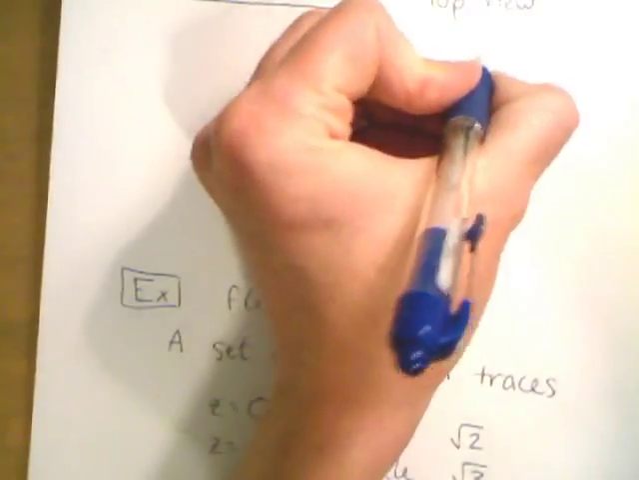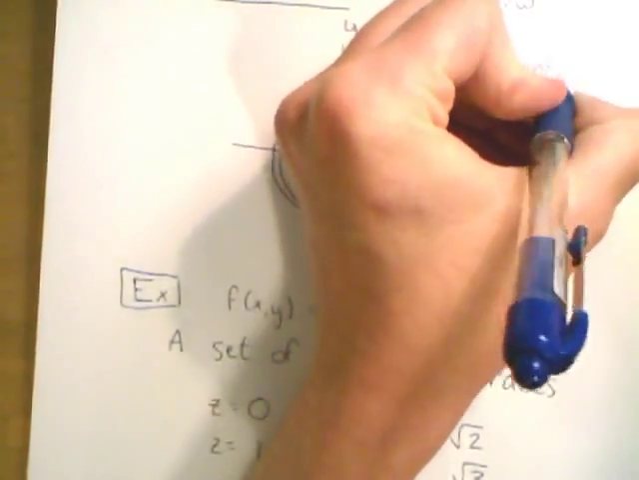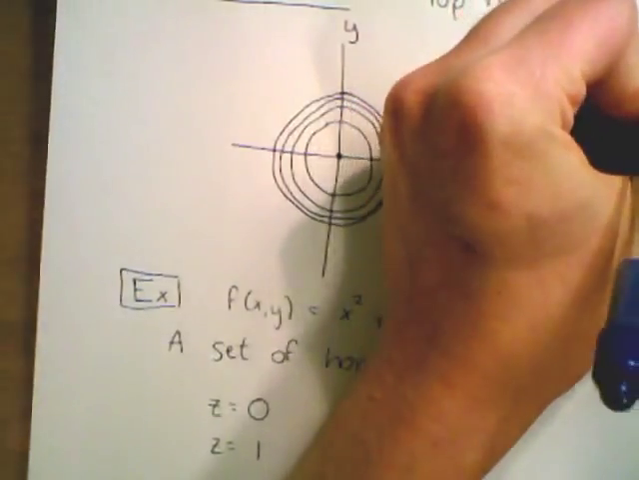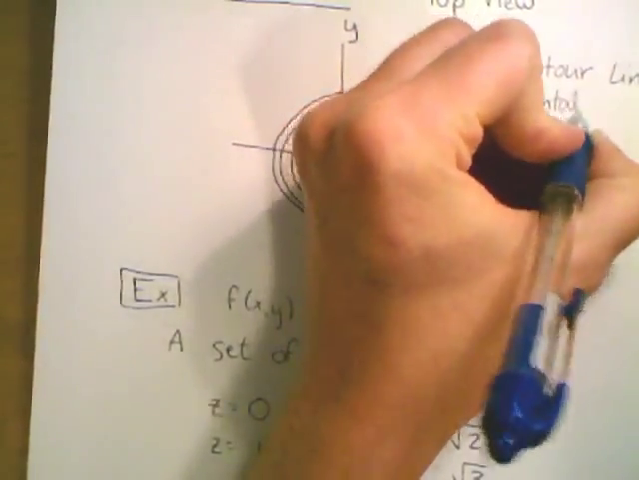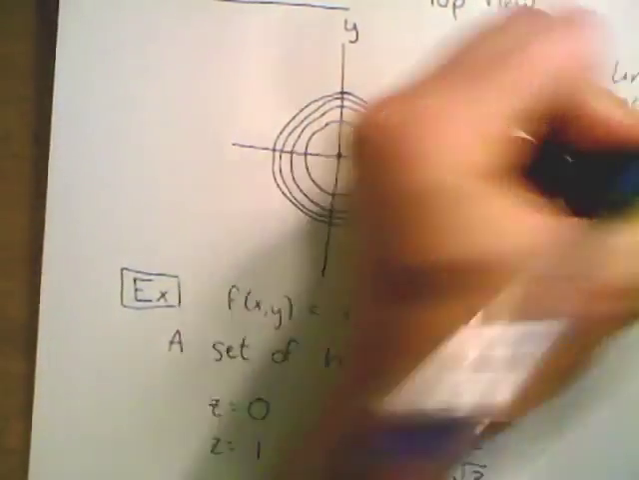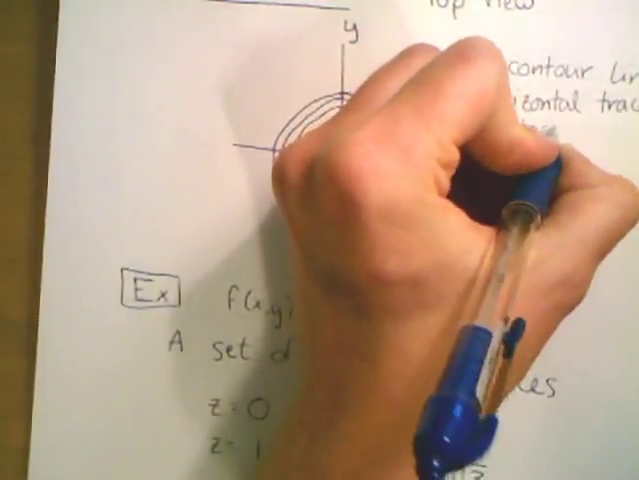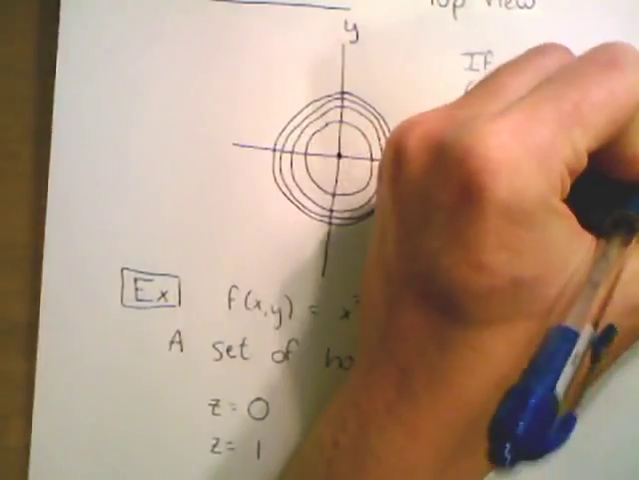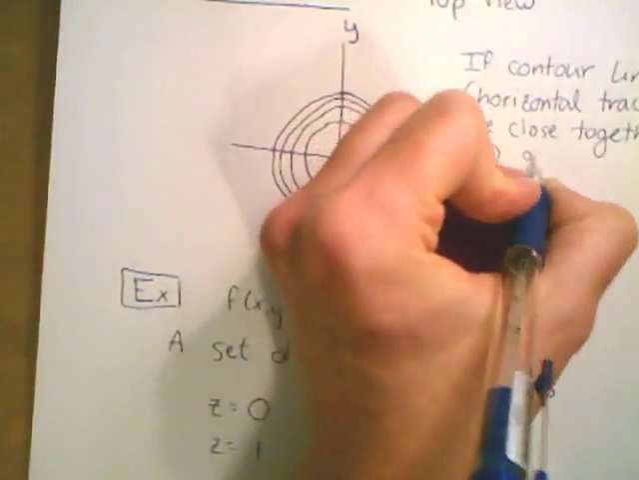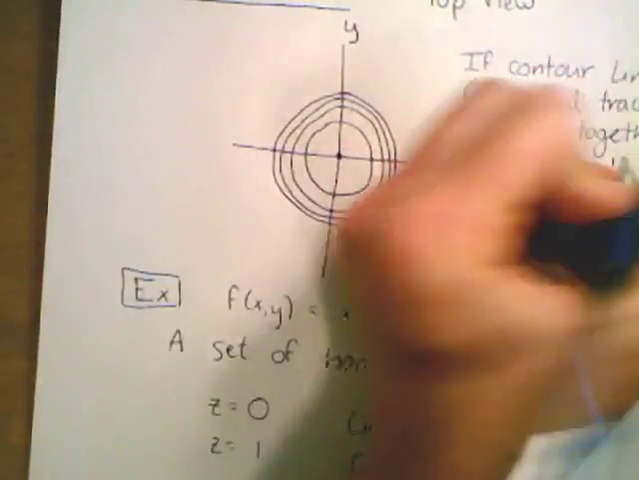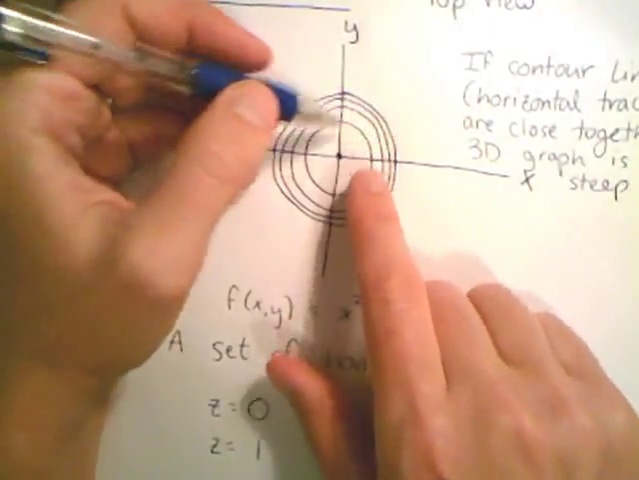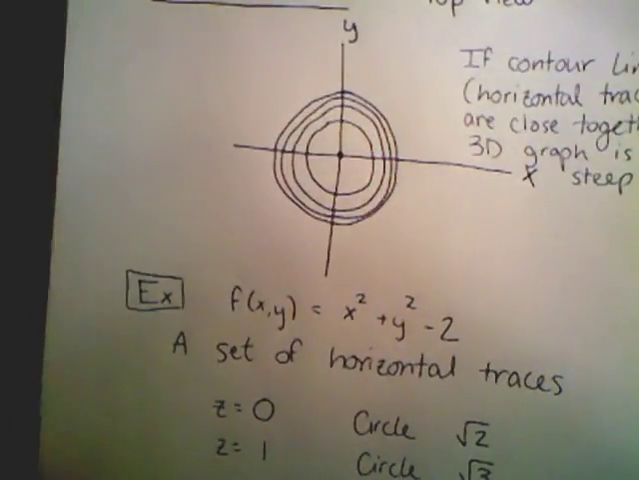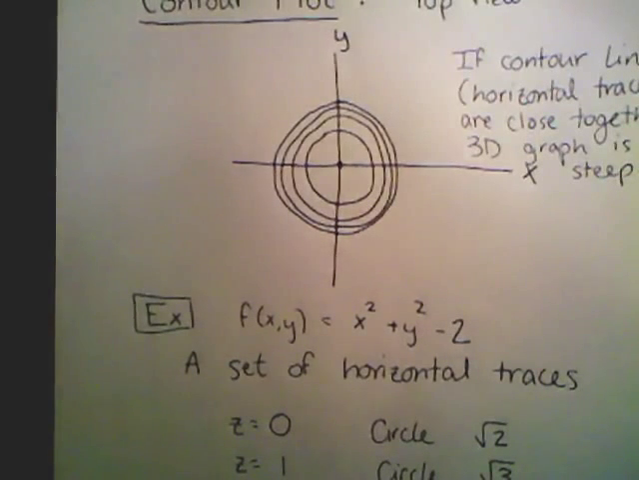I'll write that down. If contour lines, which are exactly the horizontal traces, are close together, the 3D graph is steeper. What do I mean by steeper? I have a greater change in my z value as I move along in my xy plane. We're going to explore this in a little more detail when we do our lab.